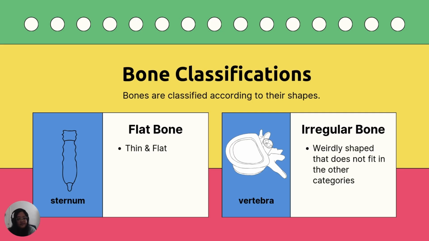And then the fourth type, we have irregular bones. These are weirdly shaped bones that don't fit in the other categories. So you have your vertebrae and your coxal bones, which is your hip bone.